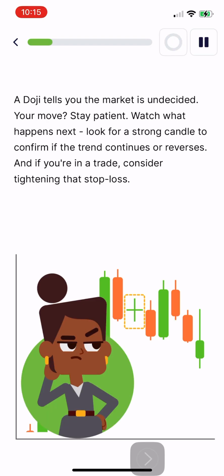A doji tells you the market is undecided. Your move? Stay patient. Watch what happens next. Look for a strong candle to confirm if the trend continues or reverses. And if you're in a trade, consider tightening that stop loss.